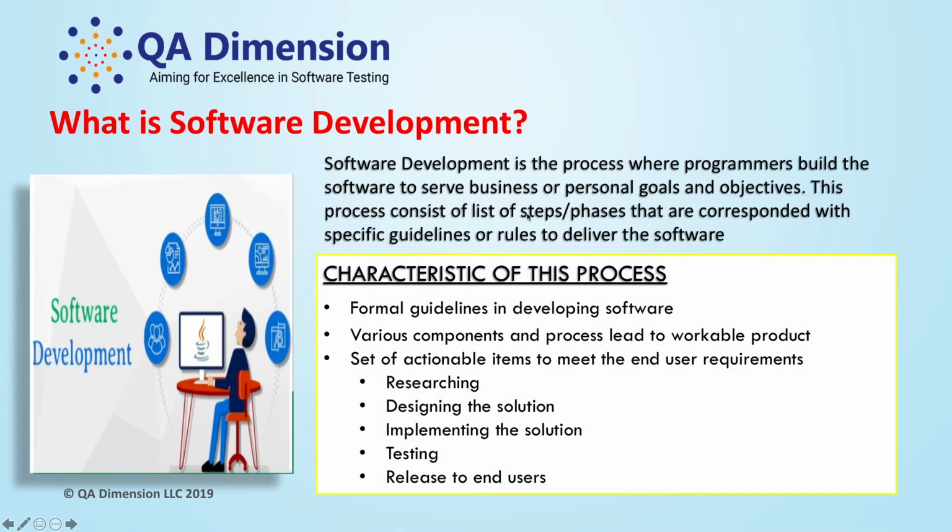This process is actually a set of formal guidelines in developing the software. Every developer or programmer actually needs to follow specific guidelines or rules to develop the software. It also involves various components and processes that lead to a workable product, and also has a set of actionable items to meet the end user requirements. It can be researching, designing the solution, implementing the solution, testing, and release to end users.